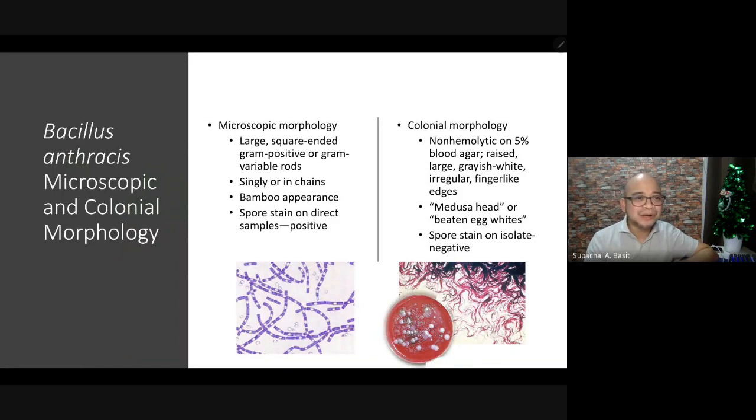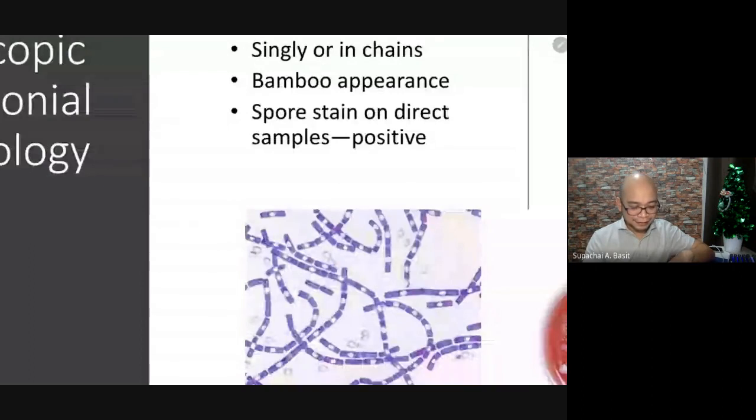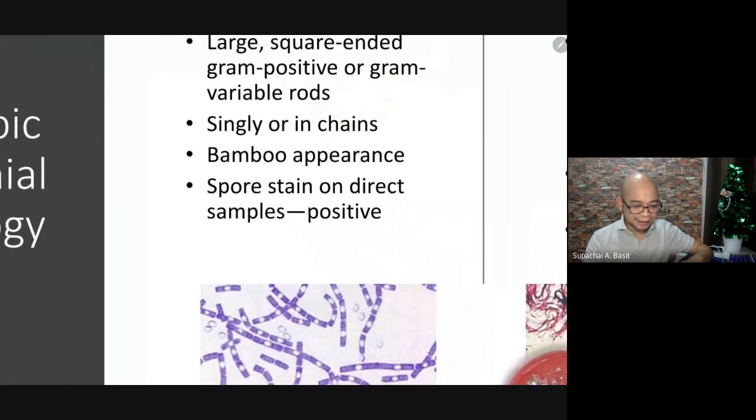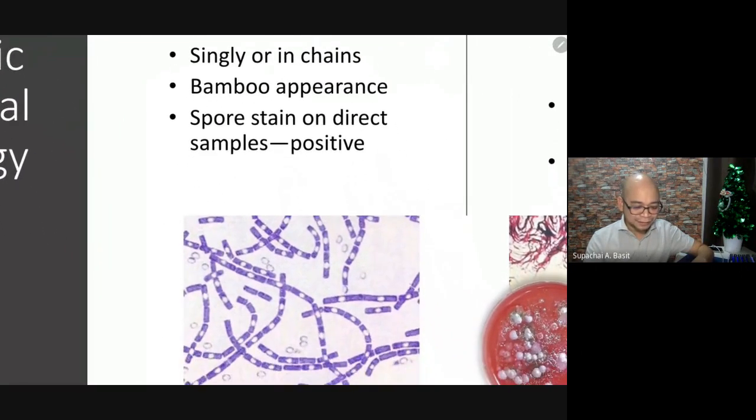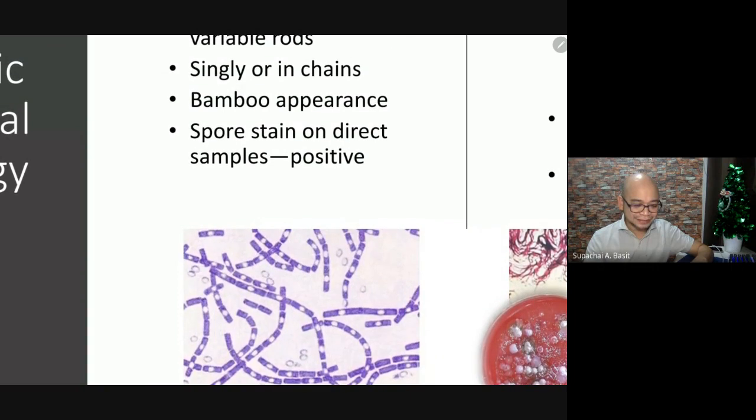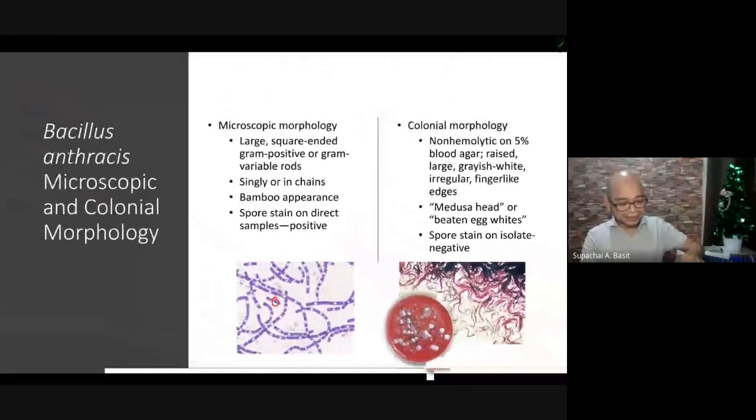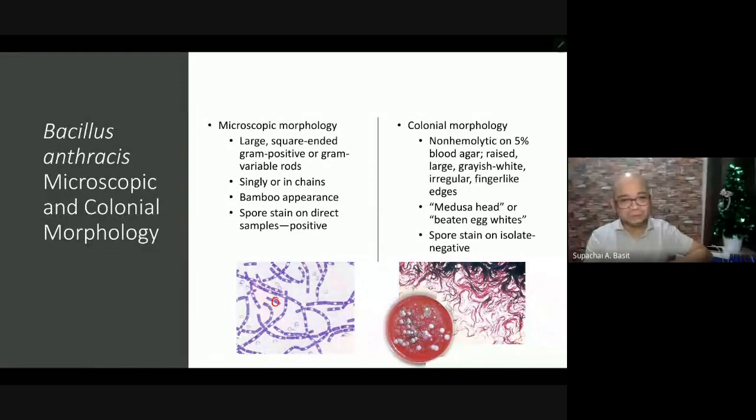So this is how Bacillus anthracis looks under the microscope. Under the microscope, they are characterized by large square-ended gram-positive or gram-variable rods that are sometimes single or appear in chains that look like bamboo. So spore stain on direct samples would yield a positive result.